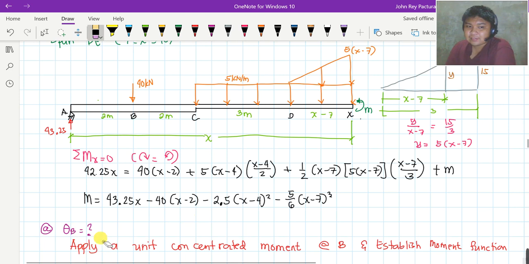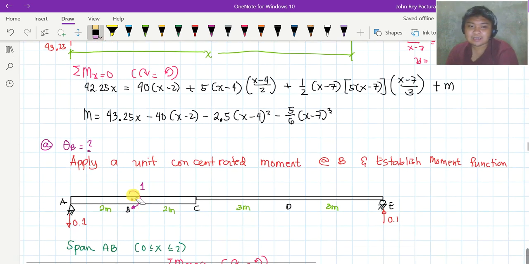So, unang tanong is the slope at B. Apply a unit concentrated moment at B and establish the moment function. Again, clockwise moment ang inassume ko. Pero hindi ko rin nga alam kung yung slope ba ay clockwise or counterclockwise to. Malalaman na lang natin yan pag na-solve na natin to. Basta lagay ka muna ng clockwise na 1, and ang magiging reaction dito, class, sa E is 0.1 paangat kasi nga summation moment at A equals 0. So clockwise ng 1, kailangan ng 0.1 paangat para mag-counterclockwise yan kasi 0.1 times 10 meter is of course 1. And to solve for the remaining reaction sa A, summation forces vertical na lang to. May 0.1 paangat, malamang may 0.1 pababa din dito.